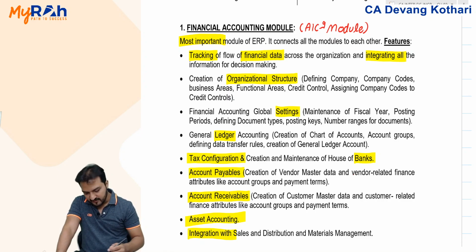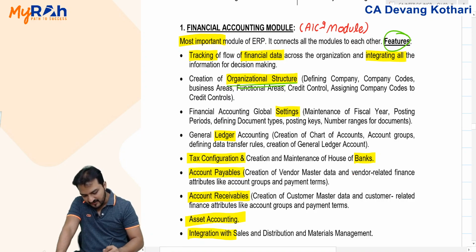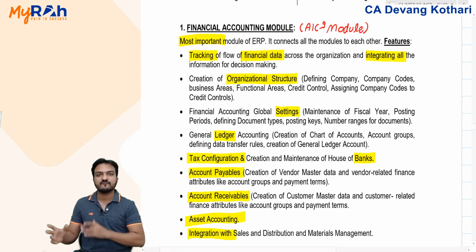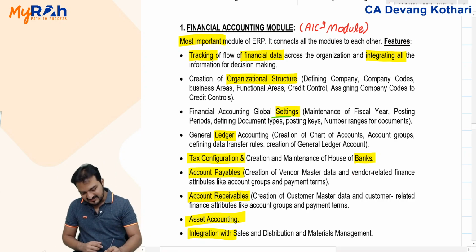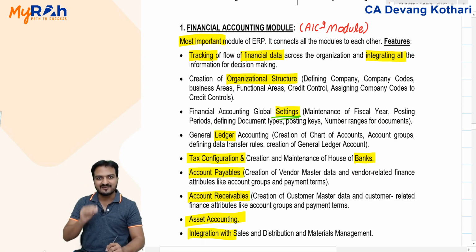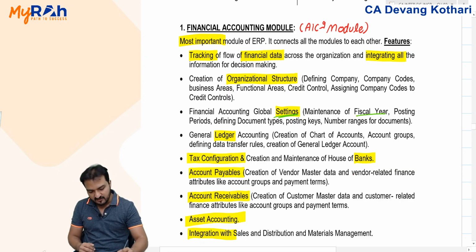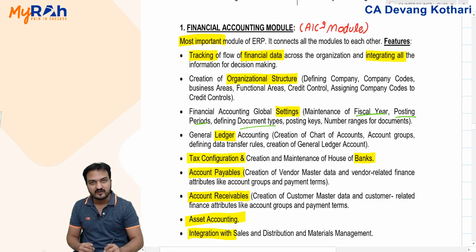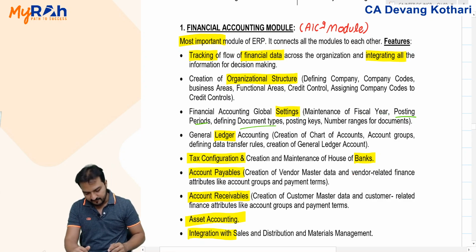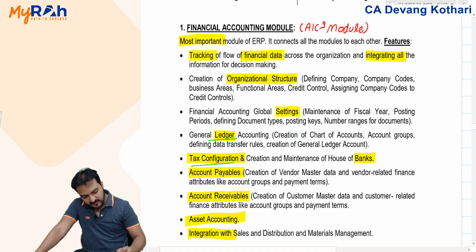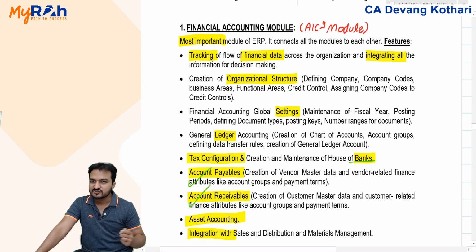So what does this module contain? The features of that module. This is the module where you decide where you will save the organization structure. You define company name, company codes, different functional areas of the company. General settings of the software are also done in this module. Financial accounting global settings, like which is the fiscal year, what is the posting period, what are the document types, all that general accounting settings will come here. General ledger accounting happens over here. Tax configuration and bank details are also saved over here. Accounts payable, accounts receivable, master data is also created here.